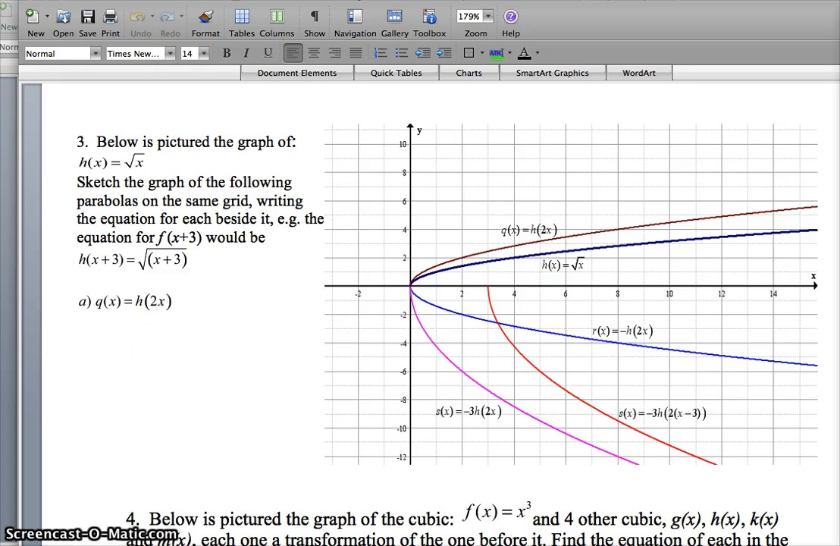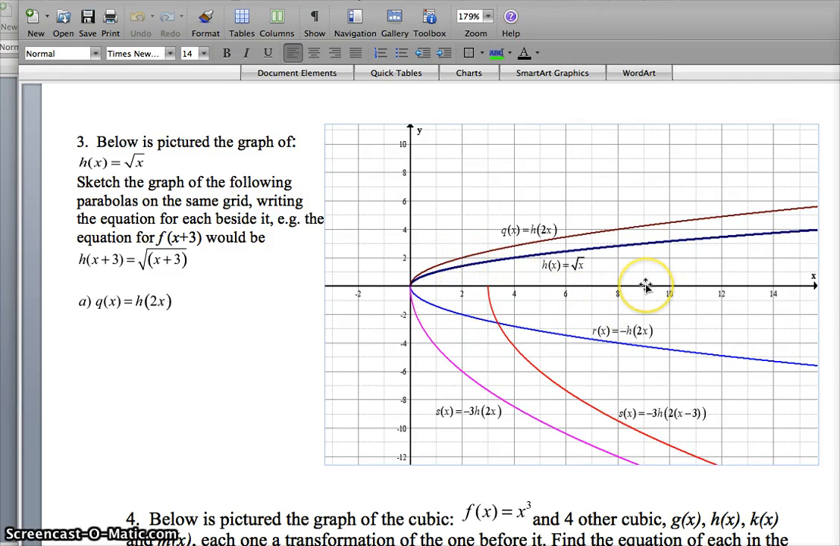This means that each of the x coordinates is multiplied by 1/2. So if I were to look at the point (4, 2), with the x coordinate multiplied by 1/2, it becomes (2, 2).